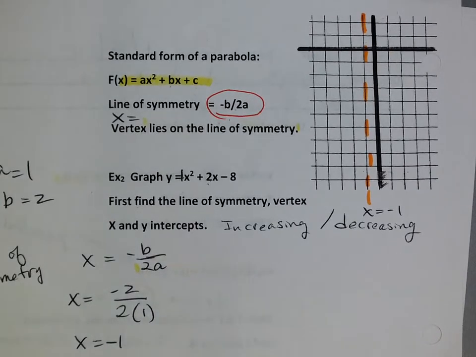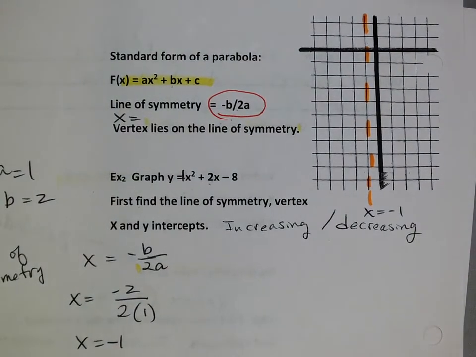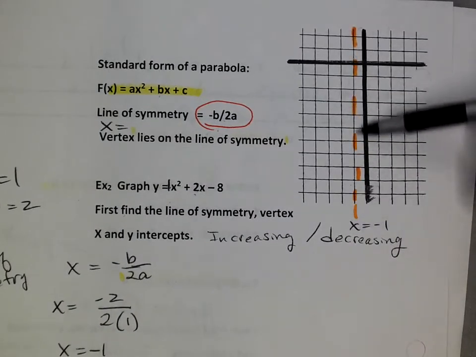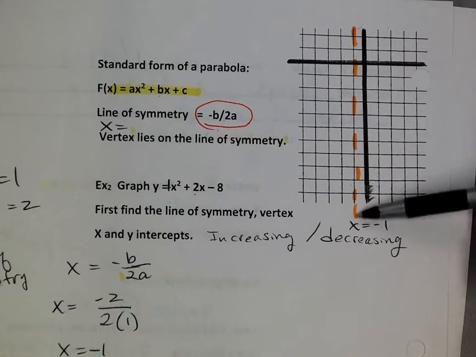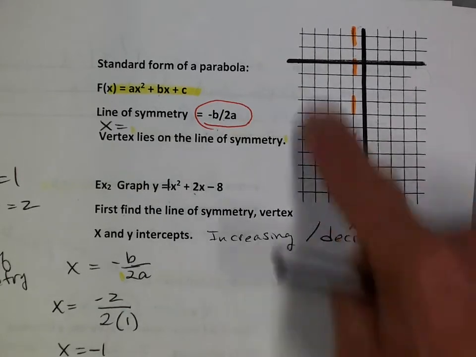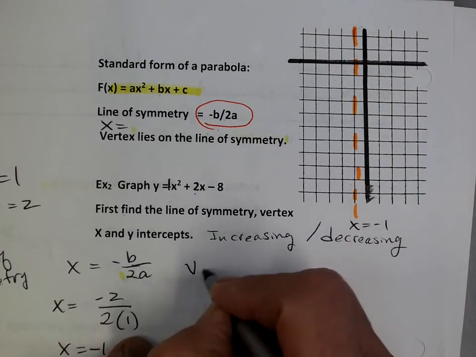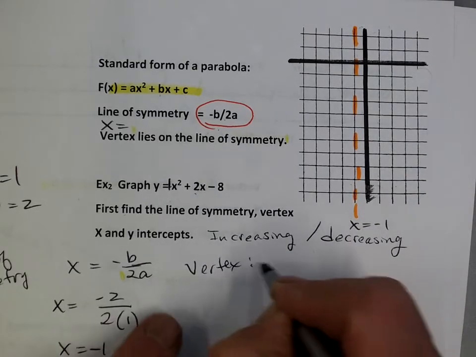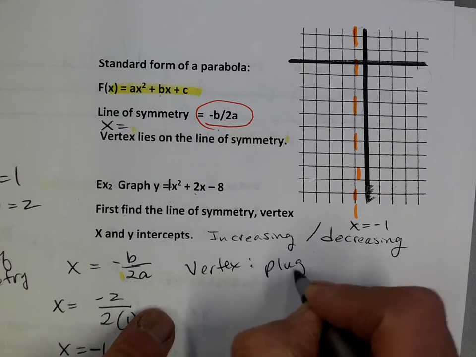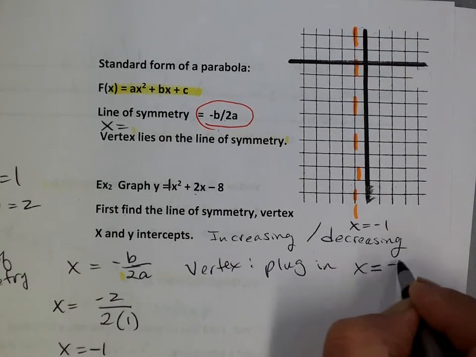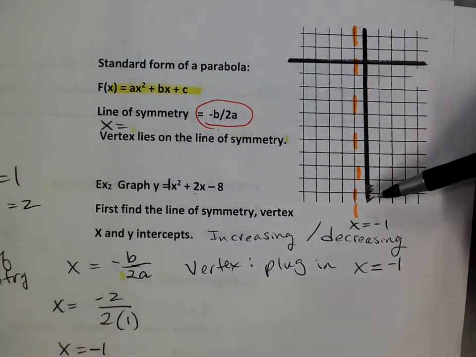Now, think about this, the vertex. Vertex has to be on this line. The vertex must be somewhere on this line, right? It's got to be somewhere along this line, right? So to get the vertex, we're going to plug in x equals negative 1. Because it's going to be negative 1, we just need the corresponding y value.